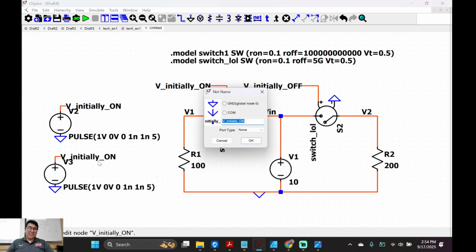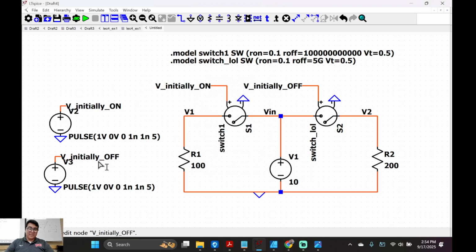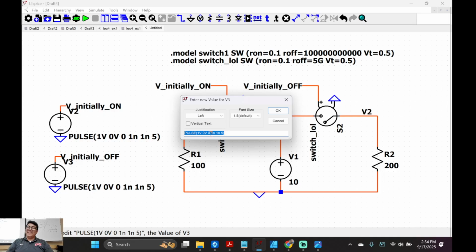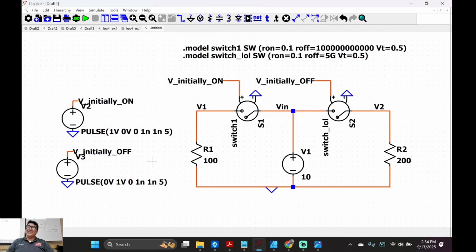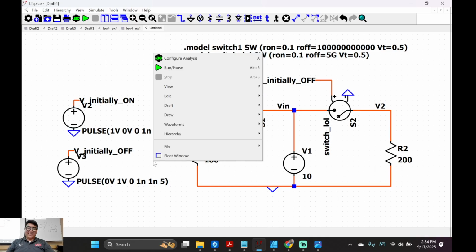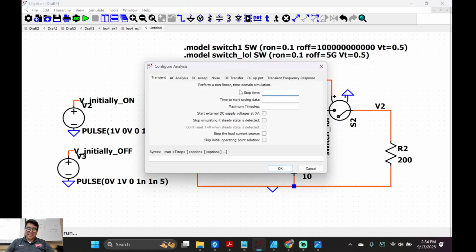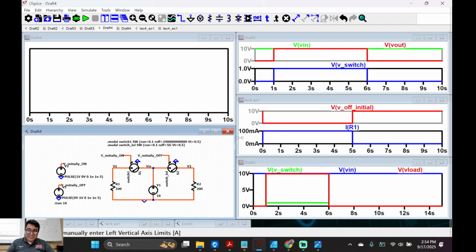Initially off, right? How do we turn this off? Make it behave the opposite. Just switch this around. Is that clear with everybody? You guys ready to simulate this? All right, let's run it. Let's do 10 seconds.